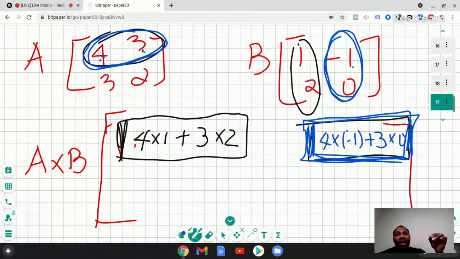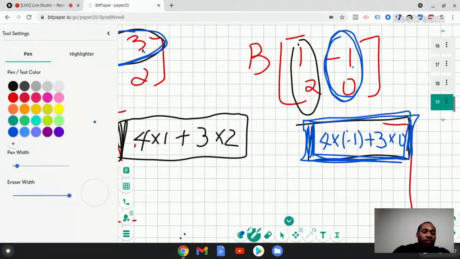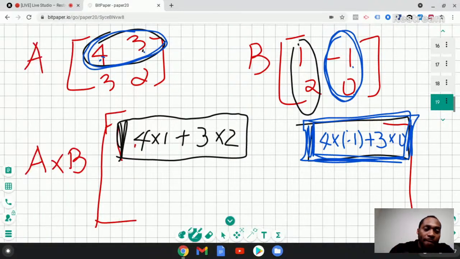Now, we found the first row, second column. Now, what's this position here? Let me change color for no reason at all. Green.